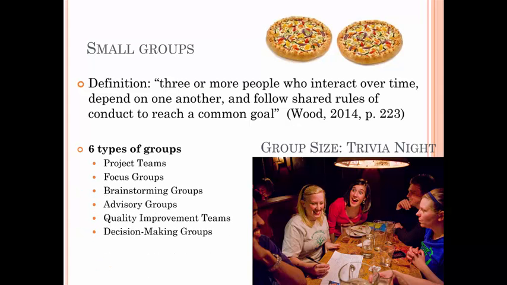And Wood breaks down for you 6 different types of groups. I'm not going to go through them, but I'm just reminding you what those 6 are so you can make sure you look at them. And those are project teams, focus groups, brainstorming groups, advisory groups, quality improvement teams, and decision-making groups. And each one has its own focus, its own mission, and therefore its own way of going about things.